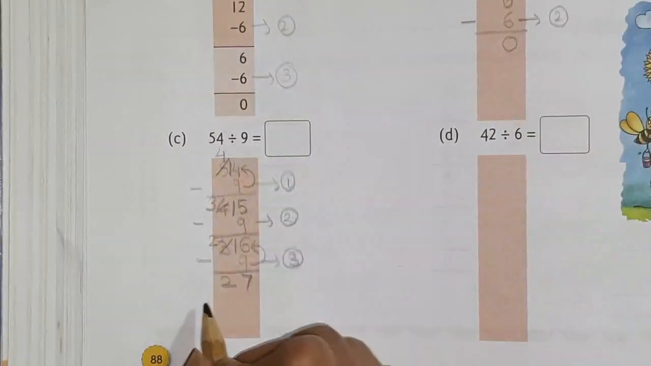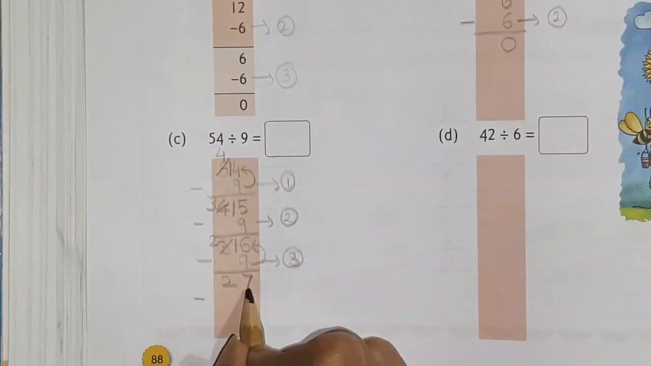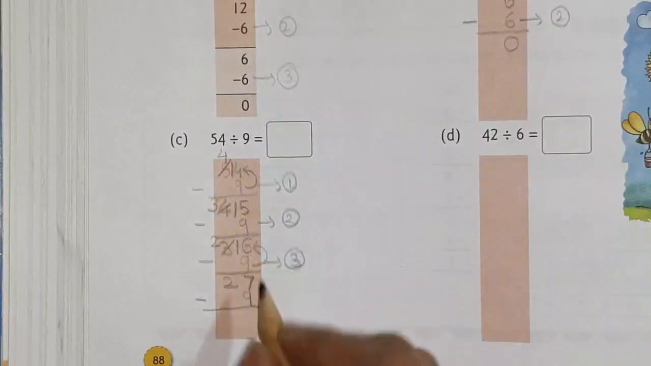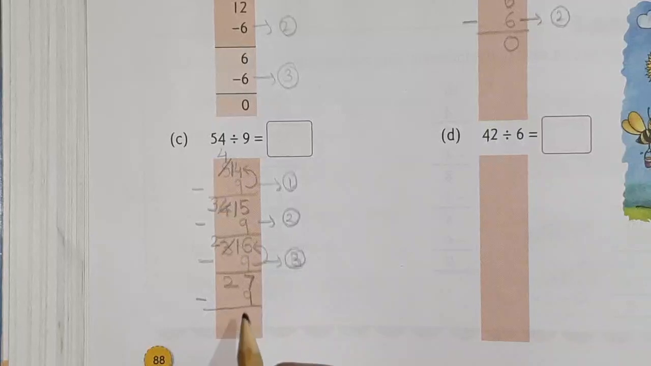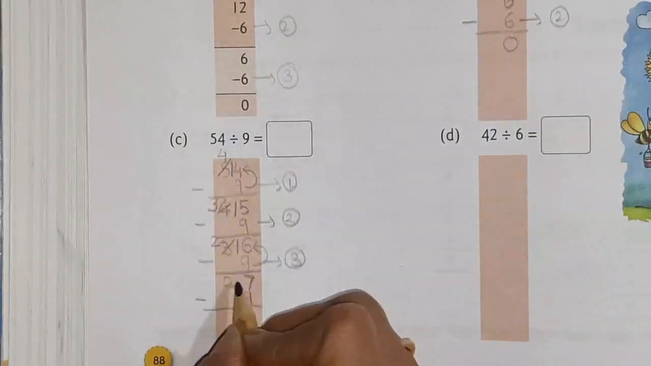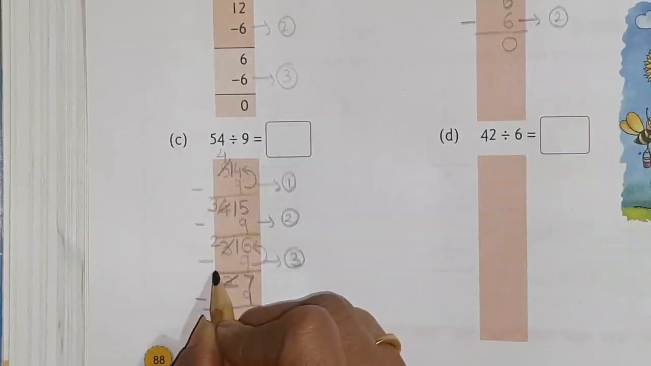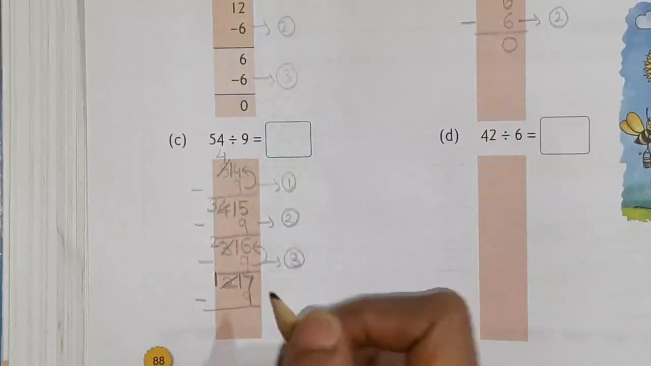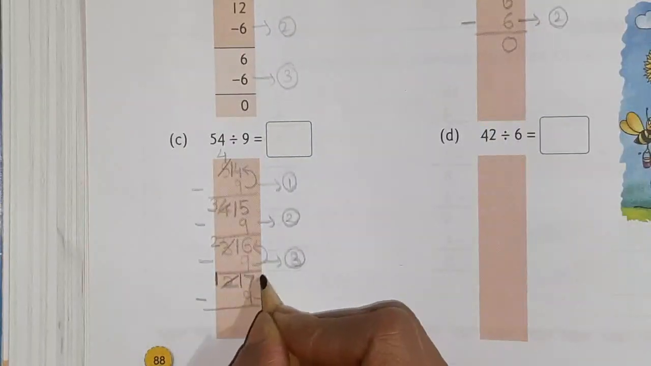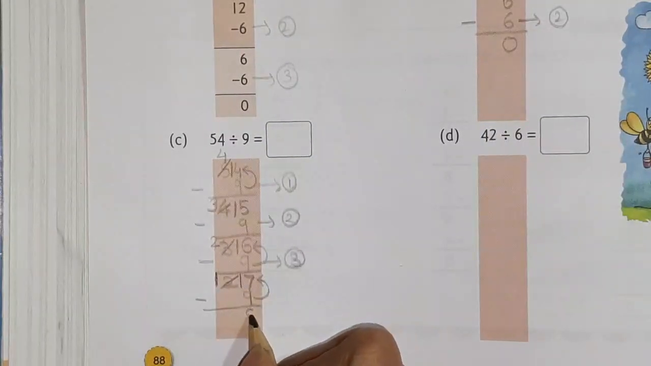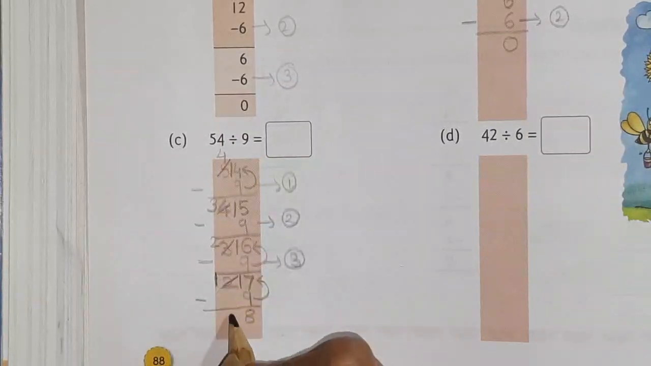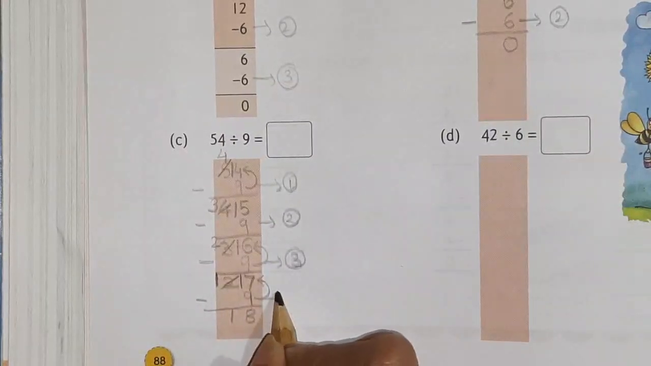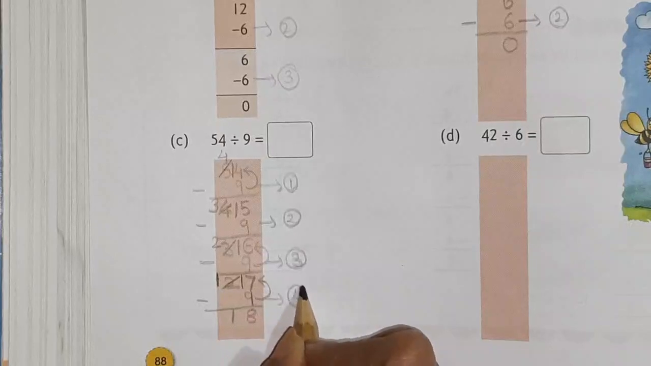Next one, cut 9. Open 7 fingers, cut 9. It's not possible. Borrow from 2. It has become 17. Count 9 after, till 17. We'll get 8 as an answer. This one will come down as it is. This is our fourth time subtraction.